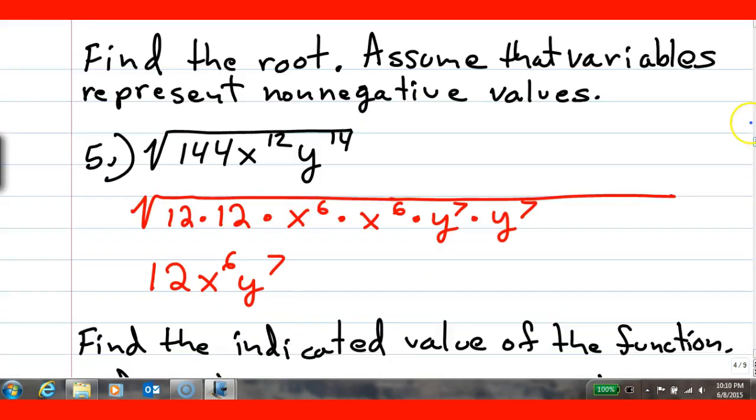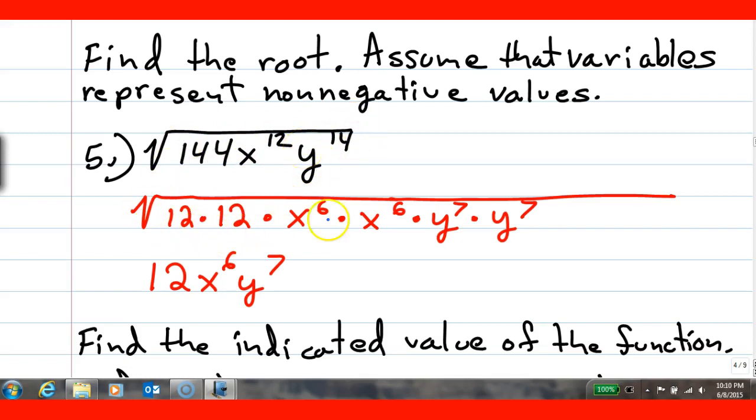Moving on to question number 5, the instructions read, find the root. Assume that the variables represent non-negative values. So I have under the square root a 144. If I looked at these individually, I can look at this as the square root of 144, the square root of x to the 12th, and the square root of y to the 14th.